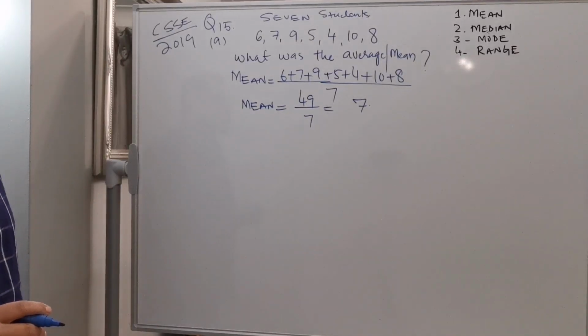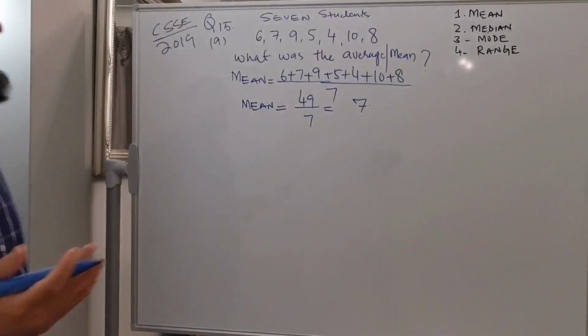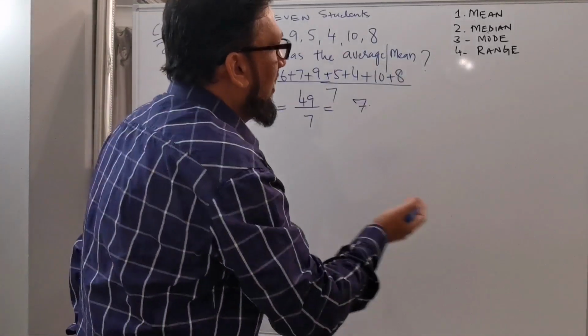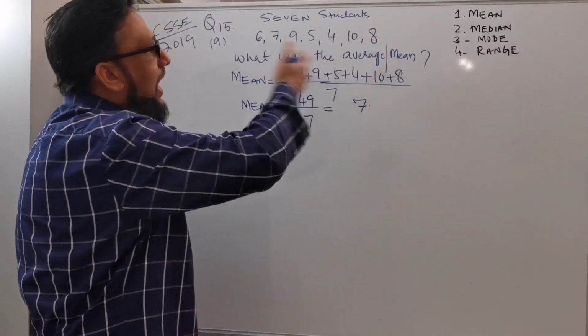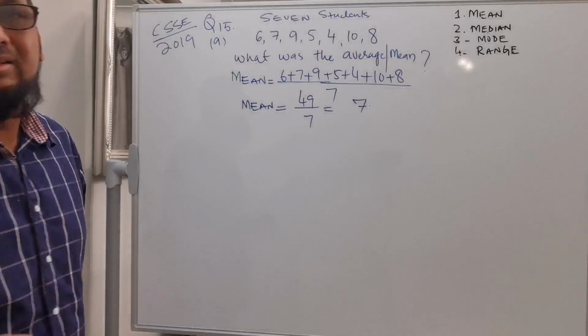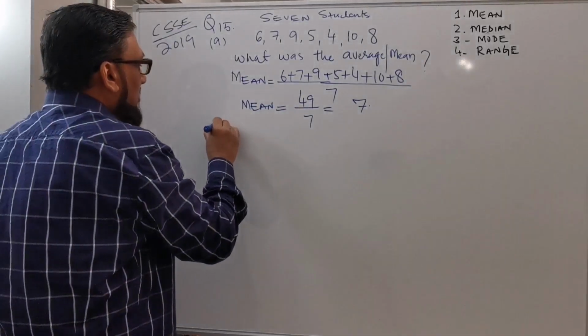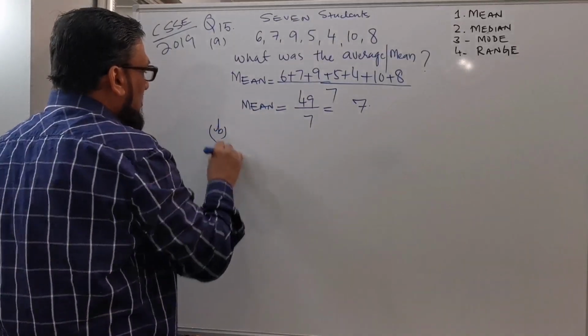So this is your answer for part A. Very simple. You simply add all the data which is available and divide by the number of data, which is 7, to get the answer 7. Now I'm going to move to part B. Part B is very interesting.